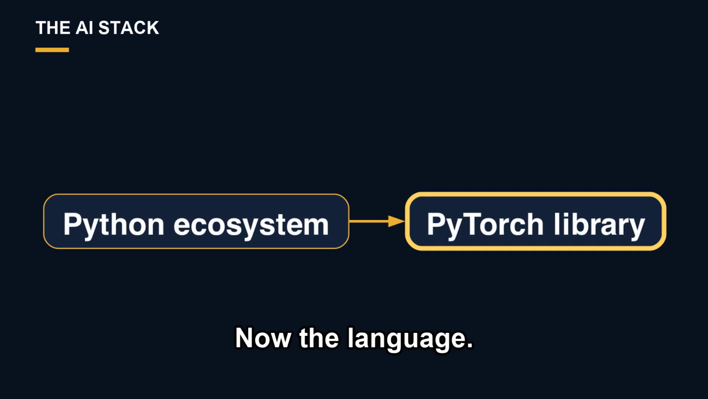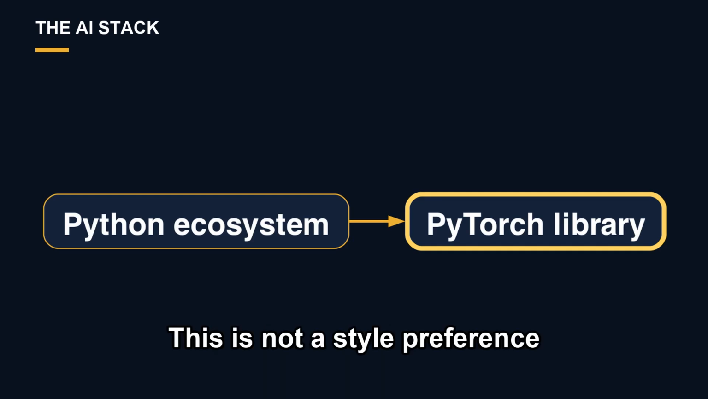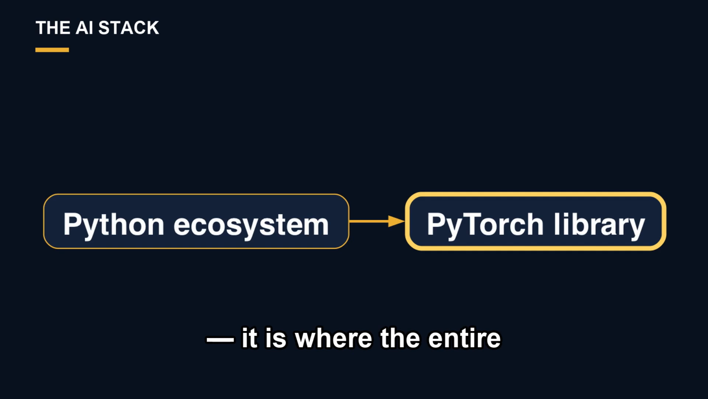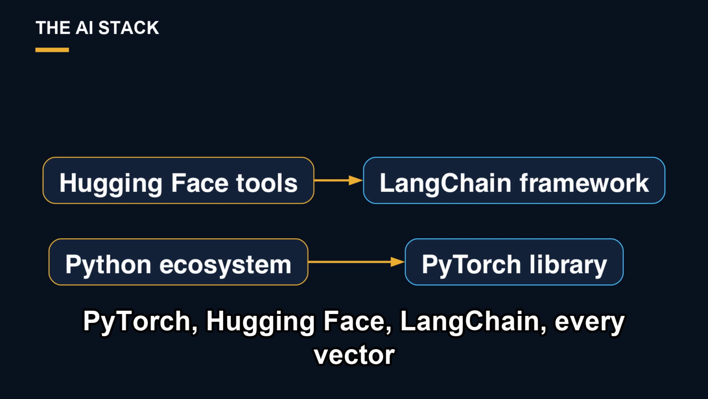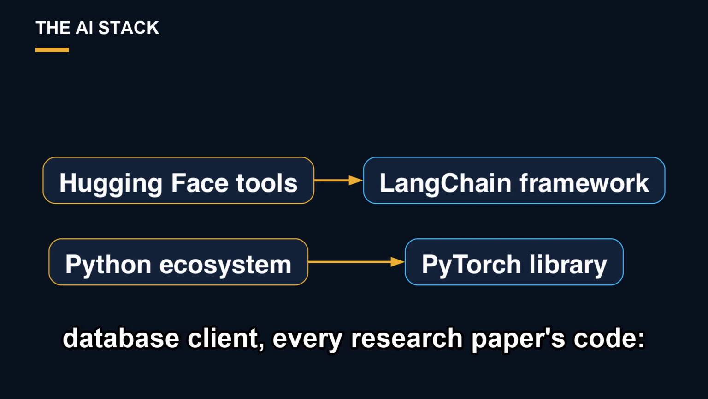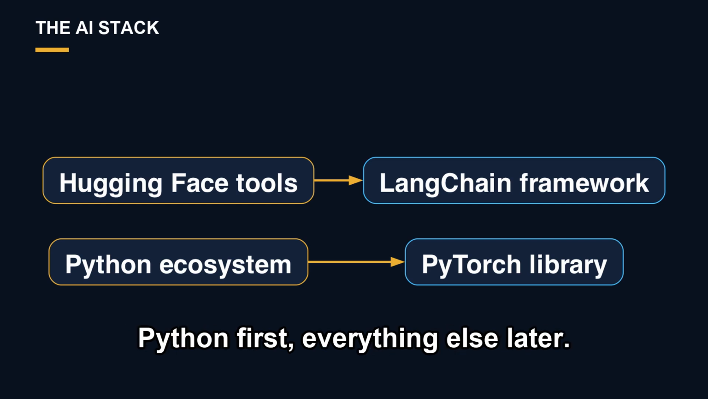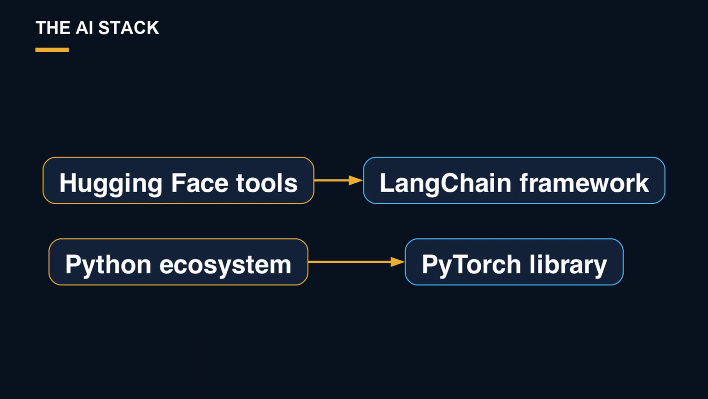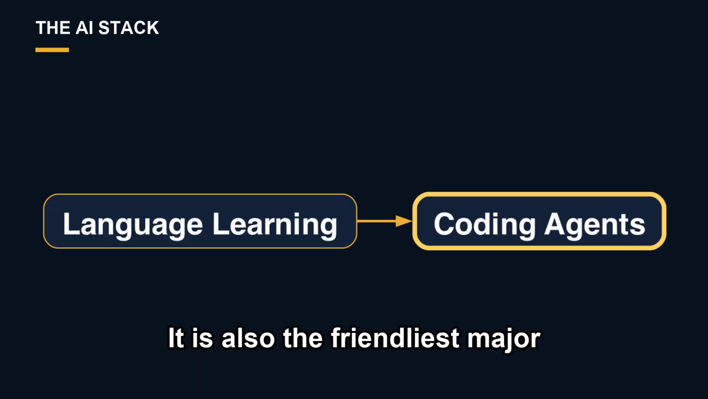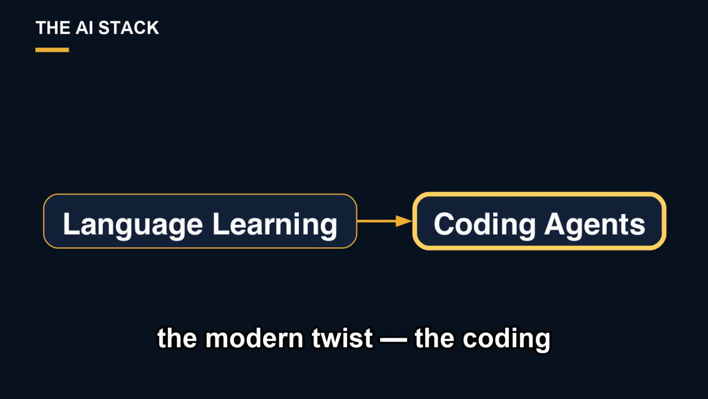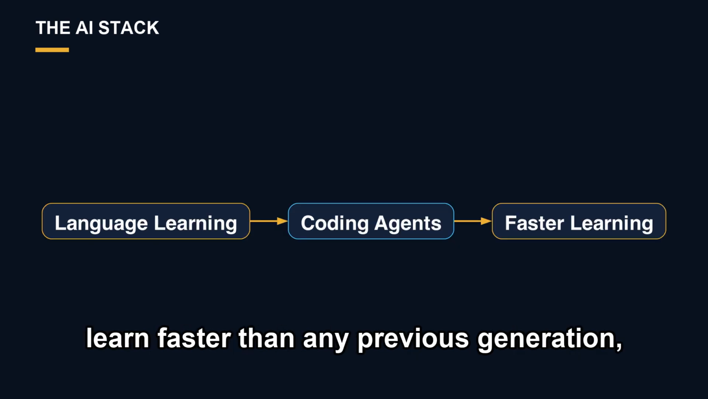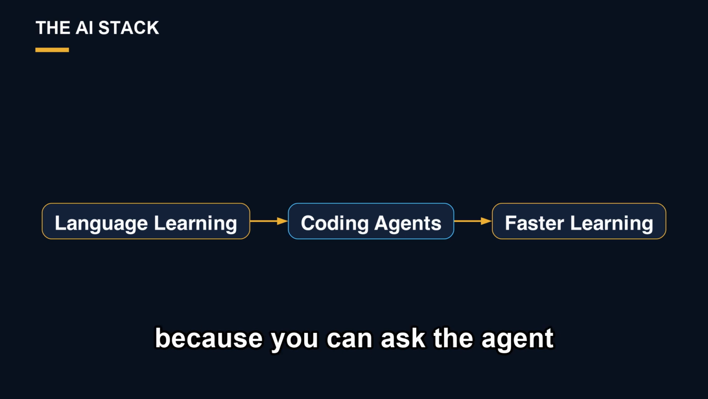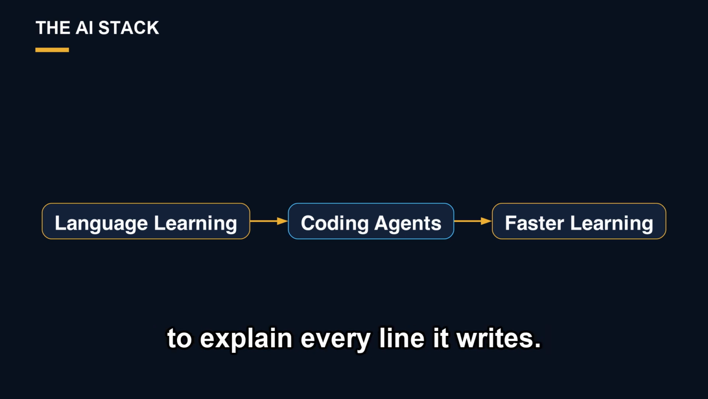Now the language. Learn Python. This is not a style preference, it is where the entire ecosystem lives. PyTorch, Hugging Face, LangChain, every vector database client, every research paper's code. Python first, everything else later. It is also the friendliest major language to learn, and here's the modern twist. The coding agents from episode 39 mean you learn faster than any previous generation, because you can ask the agent to explain every line it writes.